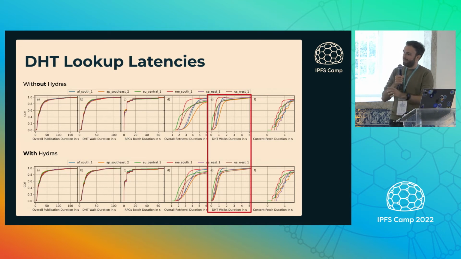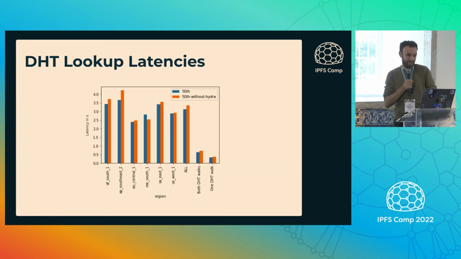And this is a little hard to compare, so let's have a look at that a little differently. Here we can see on the x-axis the different regions that we probed the network from, and on the y-axis the latency, so the lookup latencies. And we can see that Hydras indeed speed up content routing, but only slightly.